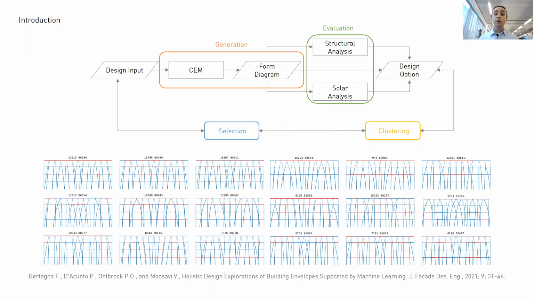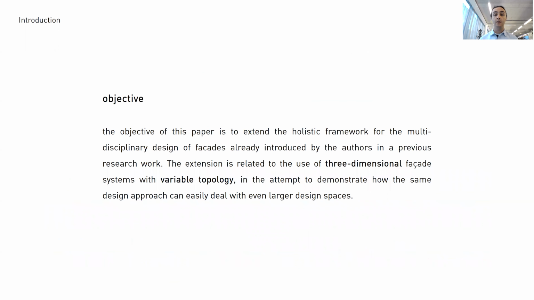In a previous research work, we proposed a design framework in which the computer assists the human designer in generating, evaluating, and clustering large sets of design options thanks to the use of machine learning. This framework was tested on a simple case study in which the topology of the structure was kept constant throughout the entire set of design explorations. Now, the objective of this contribution is to extend the holistic framework for the multidisciplinary design of facades previously introduced, and in particular to use three-dimensional systems with variable topologies.